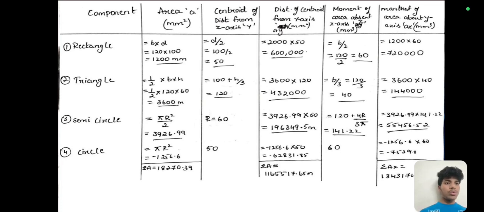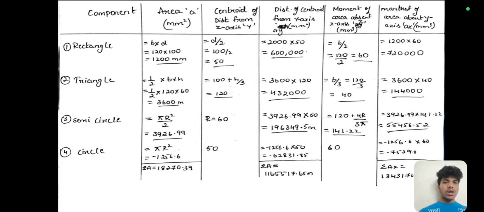Next step, we have to do moment of area about y-axis ax mm cube. So area A and moment of area x, we have to multiply. Area we have 3600 and moment we have 40. So 3600 into 40, if you multiply it, we will get 1,44,000.